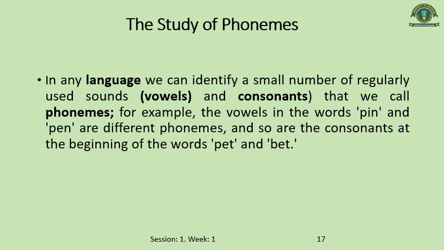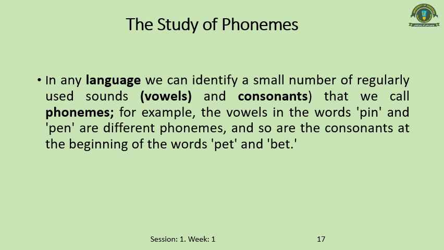Now, symbols, I told you, we talked about this. Each symbol has got a distinct sound. May I read it for you? In any language, we can identify a small number of regularly used sounds, vowels and consonants, that we call phonemes. For example, the vowels in the words pin and pen are different phonemes.